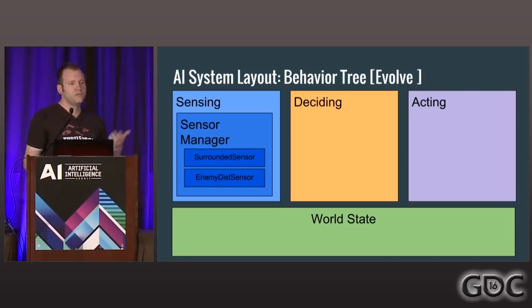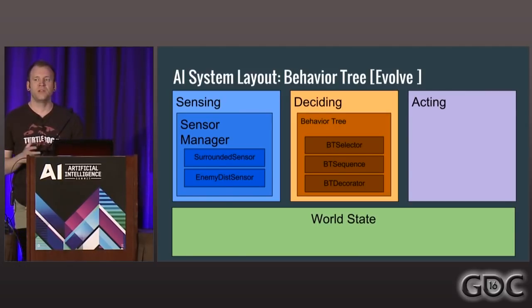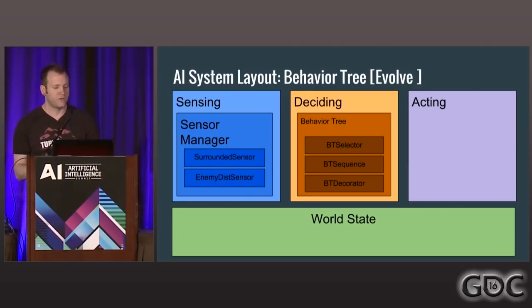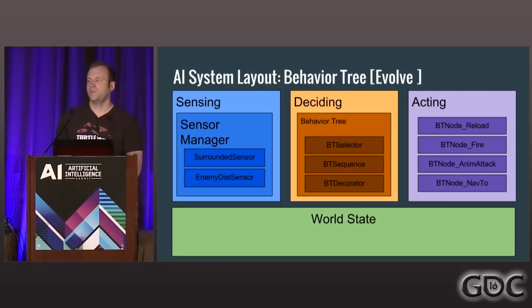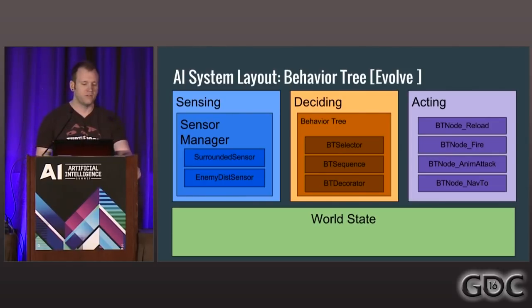For our sensing, we'll use our sensor manager. We have our surrounded sensor, maybe enemy distance sensor, things like that. For our deciding, our behavior tree is going to live there, right? But if you look, the nodes that we're going to be putting in this area are just the ones that help define the structure of the behavior tree. It's our selectors, our sequencers, and our decorators. Acting is basically the rest of our behavior tree nodes, anything that actually does things. Our fire node, reload, animated attack, navigate to.